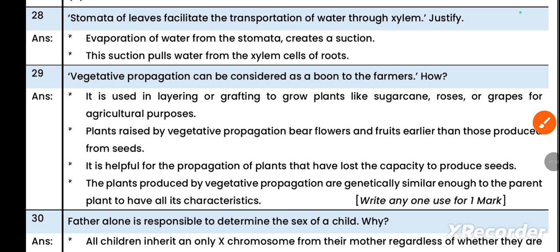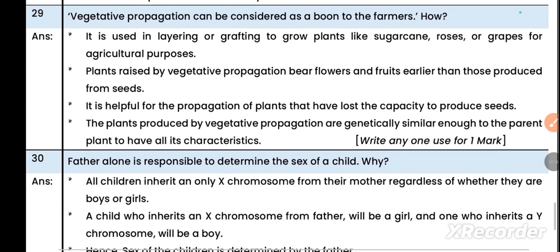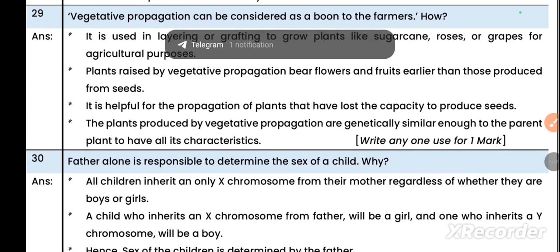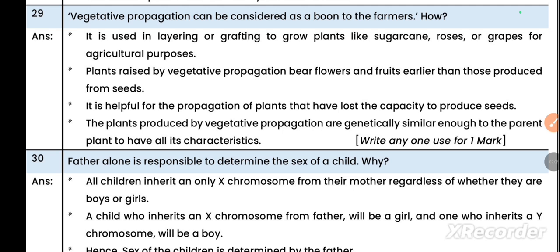Question number 28. Stomata of leaves facilitate the transportation of water through xylem. Justify. Evaporation of water from the stomata creates a suction. This suction pulls water from xylem cells to the cells of roots. Question number 29. Vegetative propagation can be considered a boon to the farmers.